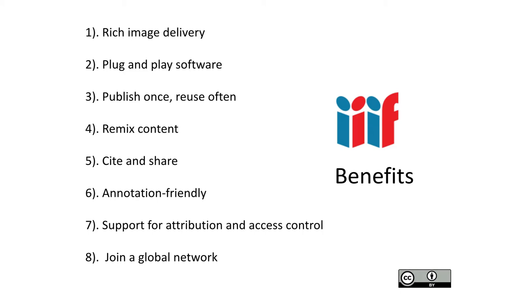So interchangeable software. Publish once, reuse often. So I can publish my image or my object via the APIs, and I can reuse them in my local environment, and if it's permissible, kind of rights dependent, it can be used in other environments. It can be shared in blogs, it can be used in other software environments. The ability to remix content, either from your own repository or remixing content with your collections and others, maybe to create virtual exhibits, is one use case for the remixing of content. The ability to cite and share with well-formed and persistent URLs.